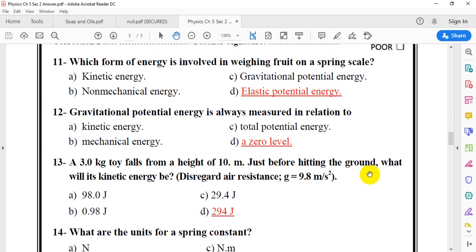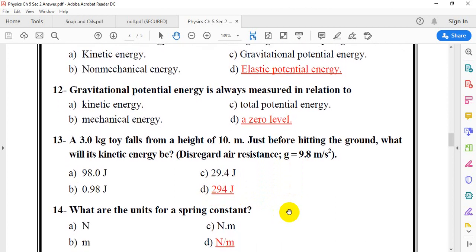So, what will be its kinetic energy? First, we'll find the potential energy. PE equals mgh. m equals 3, times g equals 9.8, times h equals 10. So it equals 294. This potential energy is converted into kinetic energy while the object is falling down, and is converted totally to kinetic energy just before hitting the ground. So the kinetic energy equals the same number, which is 294.